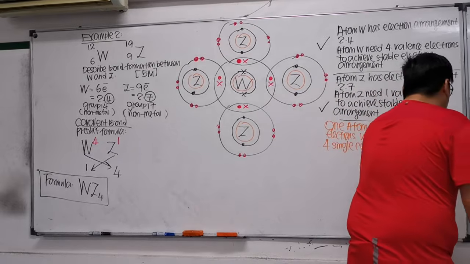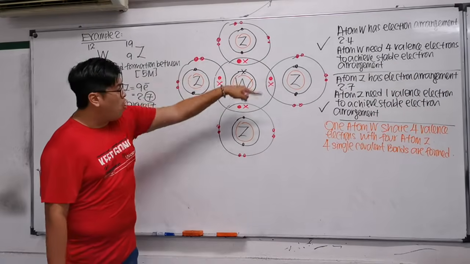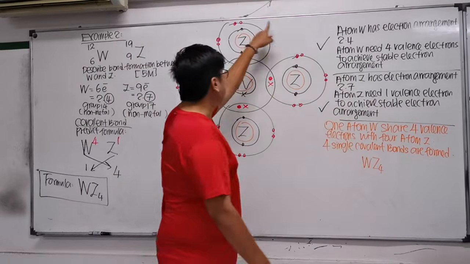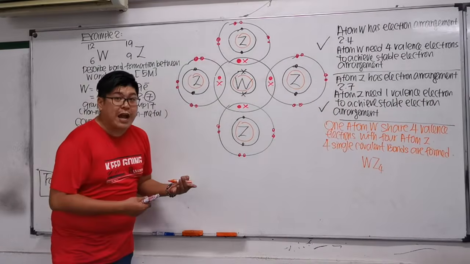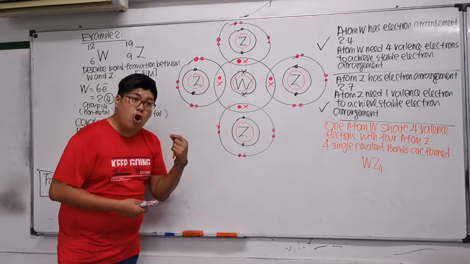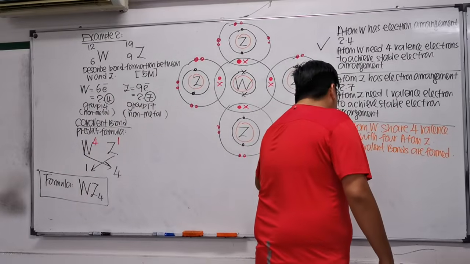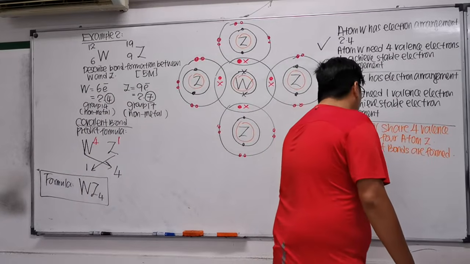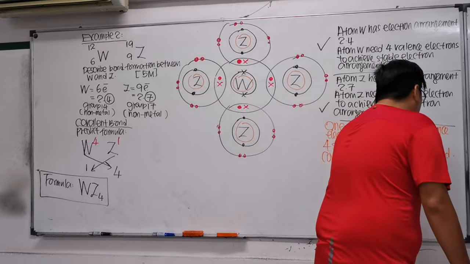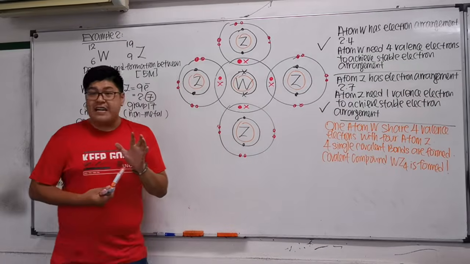So when you form 4 single covalent bonds, at the end of the day, the whole thing is WZ4. This entire fella is merged together by covalent bond. So this entire fella is called a covalent compound. Understand? So at the end of the day, covalent compound WZ4 is formed. I hope the second example gives you a better idea of what is happening.